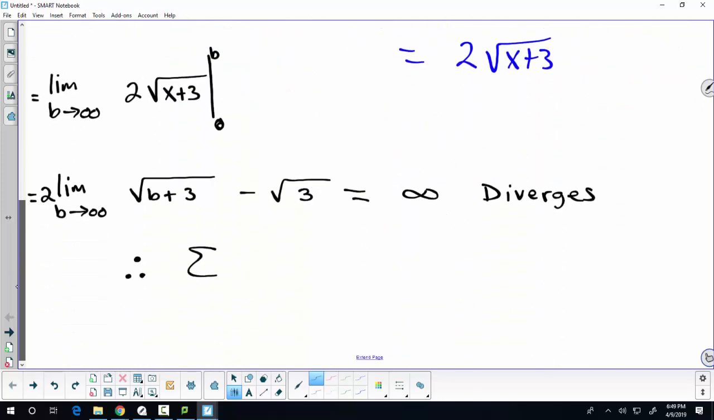0 to infinity or 4 over... What are those 3 dots mean? Therefore, what was that? 4 over square root, yeah, converges or diverges.